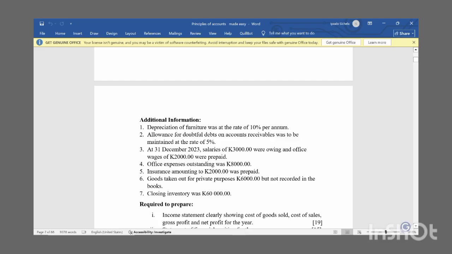While expenses owing or outstanding or due will be added. Why? Because they relate to the current accounting period. Even though they are not paid, as long as they relate to the current accounting period, they will be recorded in the trading profit and loss account or income statement. So always remember, expenses owing or outstanding or due will be added, while expenses prepaid or paid in advance will be subtracted. So I'll show you.